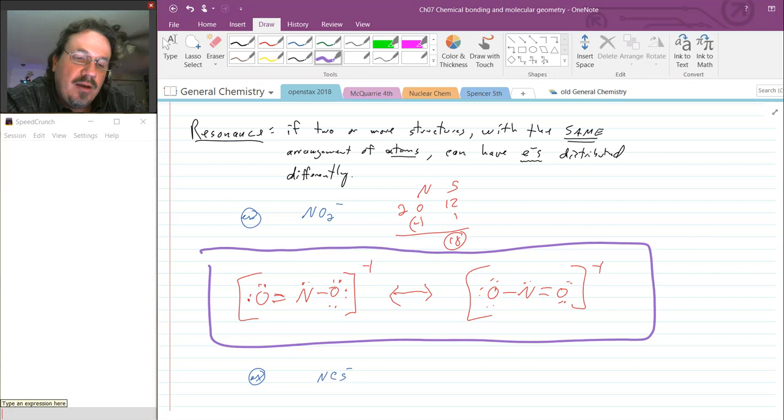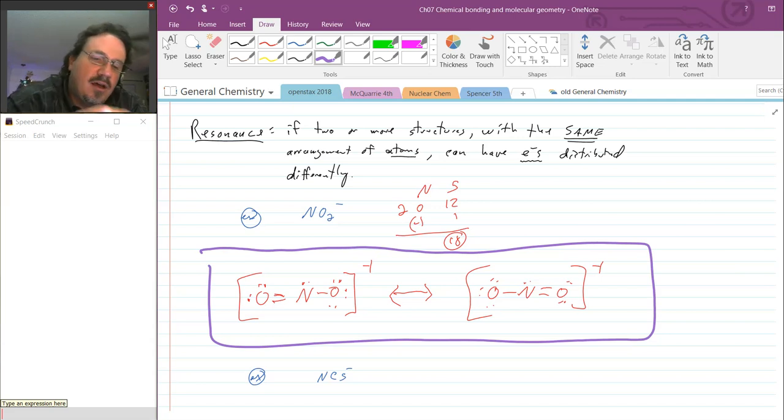Another way to think about it is, keep in mind, the electrons are waves. They're just smeared out high, low, high, low waves in different regions of space. And what this is telling me is that the actual wave, the way these electrons are distributed, their probability, is some kind of an average between these two structures. So it kind of looks like one, kind of looks like the other, but the real thing is halfway between them.